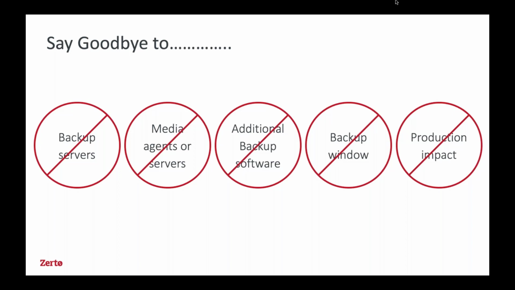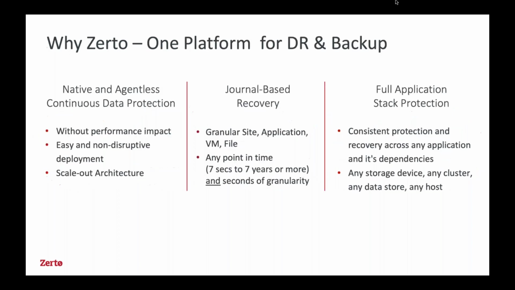Again, we provide this. This is kind of core, and it's really true to what we do. We always say do no harm and no production impact. So why one platform for DR and backup? Again, native and agentless, continuous data protection, no performance impact, easy and non-disruptive, and it is already scale out. We look at ourselves, we're one of the most, if not the most, scalable in the industry, and we've continued that by marrying that DSS service into that architecture.